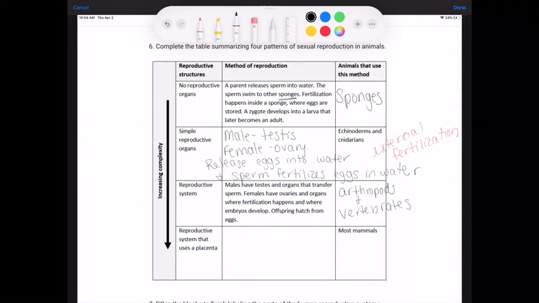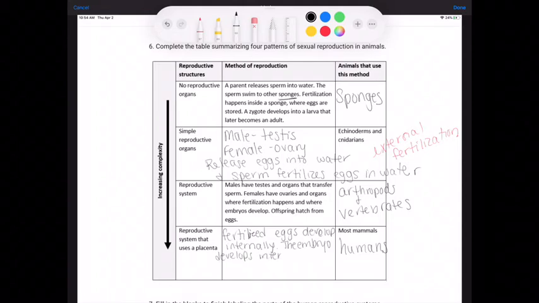And the last one, reproductive system that uses a placenta. This is most similar to humans and other mammals, but let's write humans here because we're going to be able to relate to that the most. And here's where fertilized eggs develop internally. The embryo develops internally. And offspring are born live and nourished from the mother.